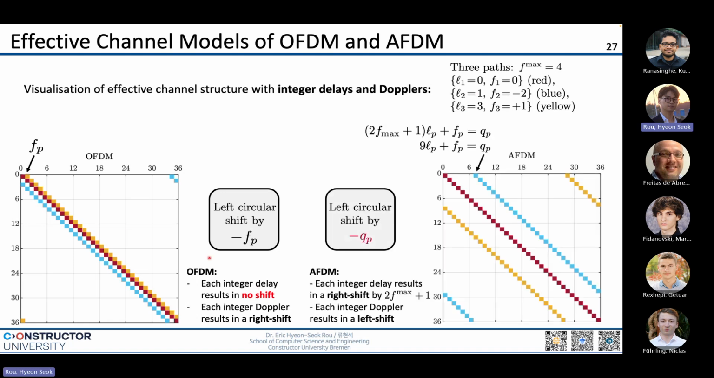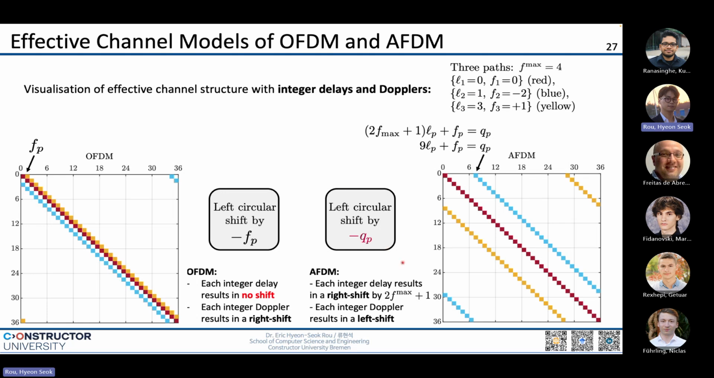But now what we see with the AFDM is that the paths are much more spread out because of this delay-dependent guarding term on top of the Doppler shift. And this position is also uniquely determined by the term Q of P. For our case, this f of max is 4, so we have 2 times 4 plus 1, which is 9. So each integer shifts the matrix by 9 terms. And then we also have this Doppler term, which now in the blue case is -2, so we have a total shift of 7.